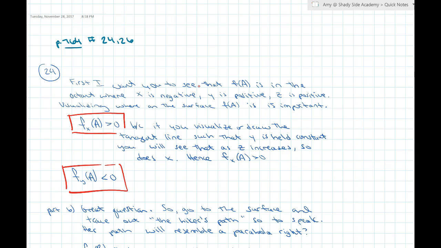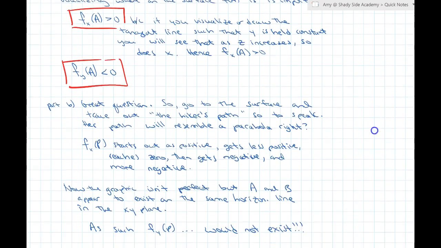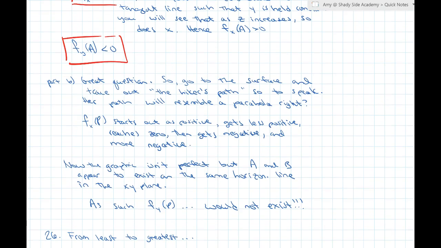In any case, here's 24 worked out, okay? 24 part A. 24 part B is a great question. I kind of broke it down for you here. Well, I guess I don't really have to talk about it at all. This was kind of fun, showing that f sub y at p would not exist.